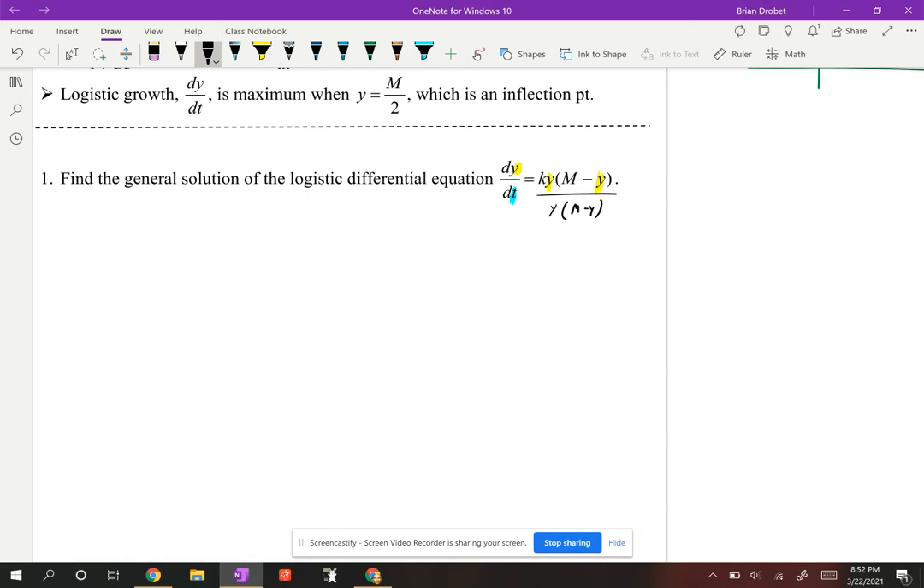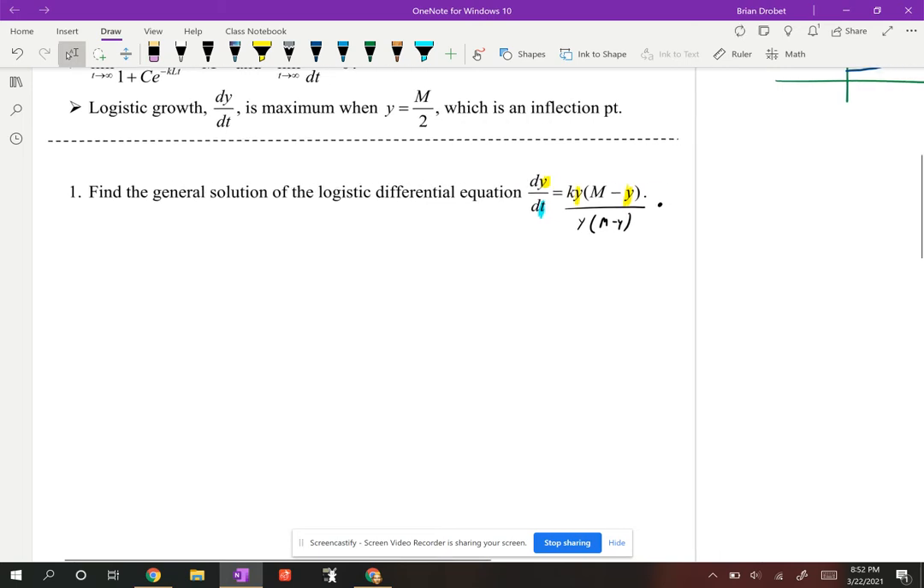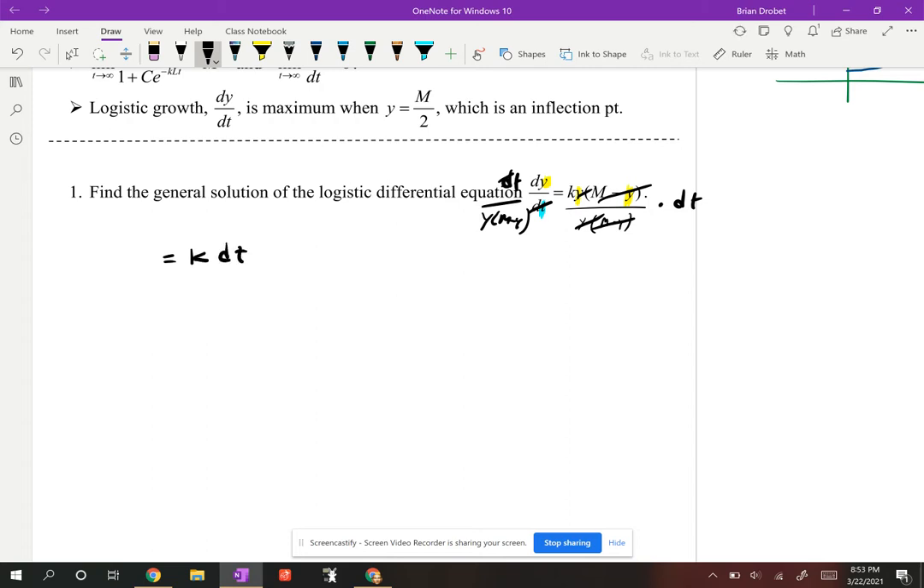And I'm going to end up multiplying both sides by dt. So the dt's are gone here, m minus y and y are gone here. So what I'm going to have now is a k and a dt on the right, and then a 1 over y times m minus y dy on the left-hand side. And then I'm going to integrate both sides.